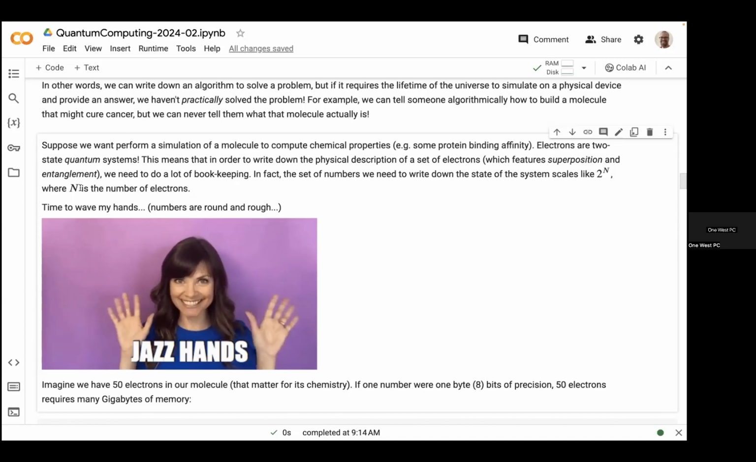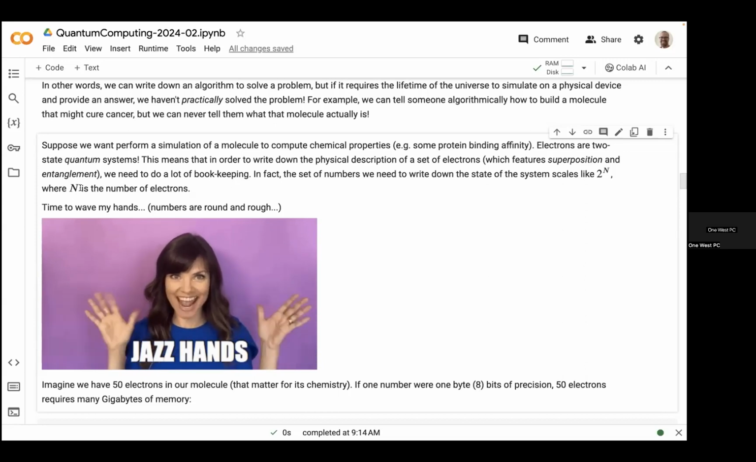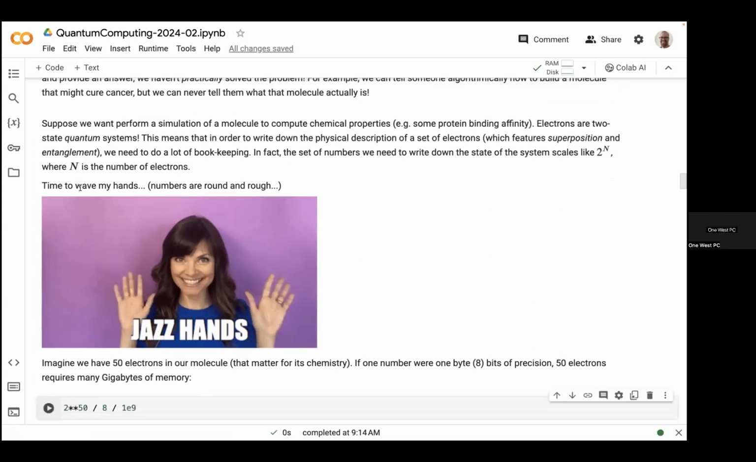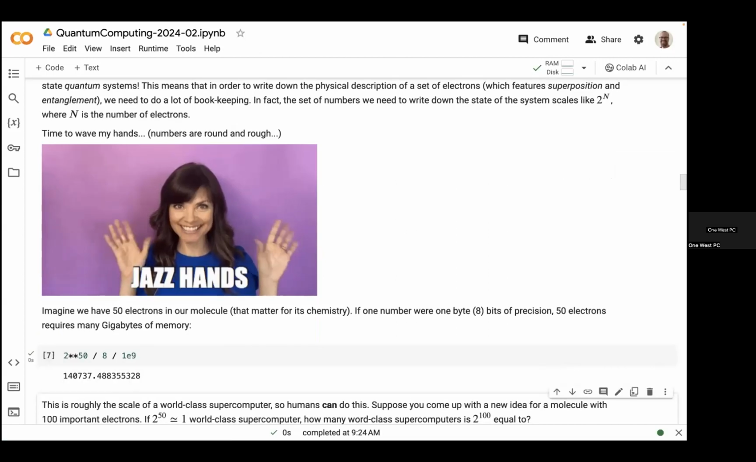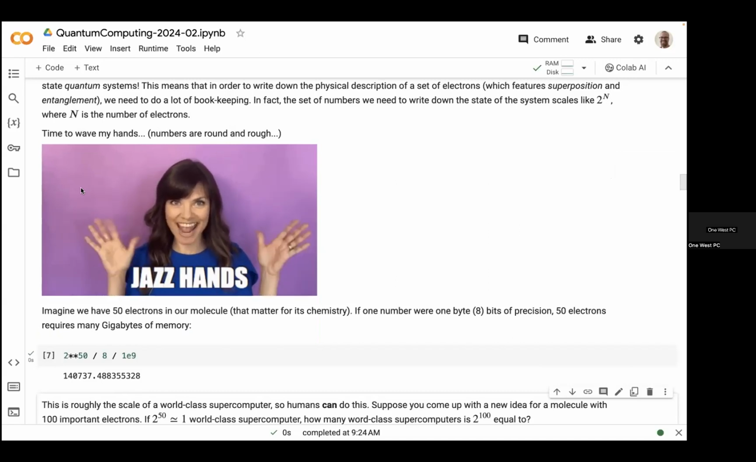And so if we're talking about a molecule, n is the number of electrons, right? So imagine we have 50 electrons in our molecule that matter for its chemistry. If one number is a byte, 8 bits of precision, 50 electrons would require how many gigabytes of memory? So that's 2 to the 50, and then I'm going to translate that into gigabytes, and you come up with 140,000 gigabytes of memory just to write down what the state of this 50 electron system is, right? We haven't done anything with it, we're just writing it down.